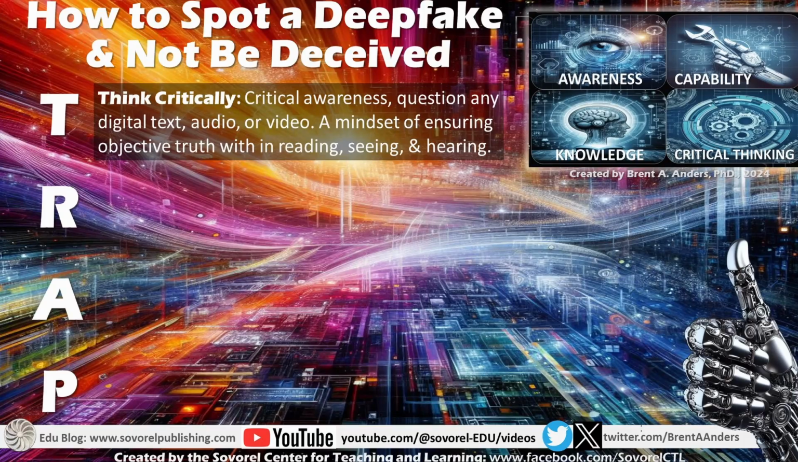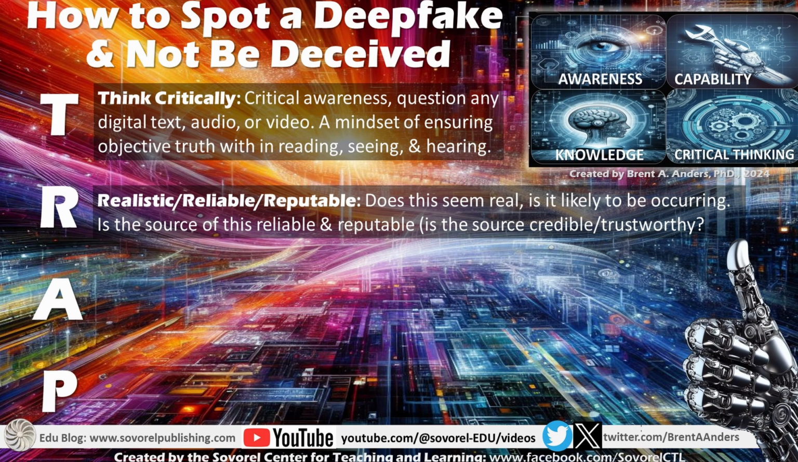The next part here is R: realistic, reliable, reputable. What does this mean? Does this seem real? Is this something that is likely to be occurring? Is the source that's putting out this information both reliable and reputable? Is the source actually credible? Can it be trusted? So we have to have this mindset and this viewpoint of asking this question.